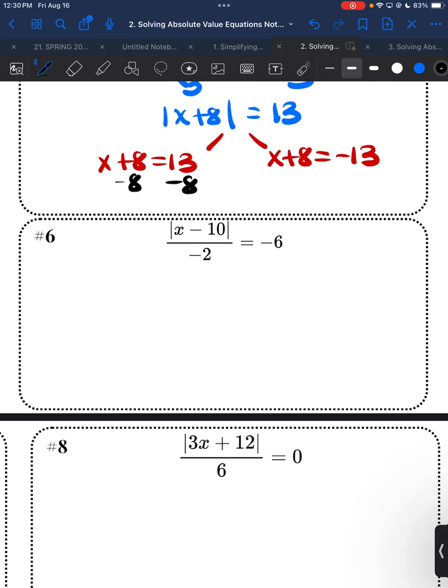Subtract 8. I get x is equal to 5. That's your final answer there. And then on the other side, x is equal to negative 21.